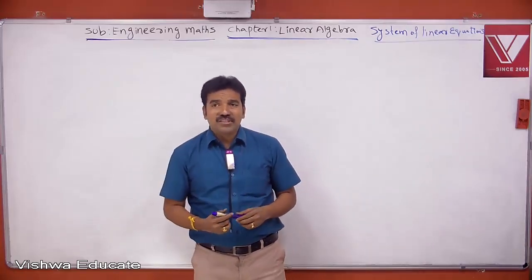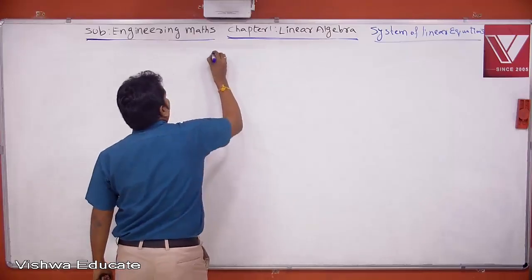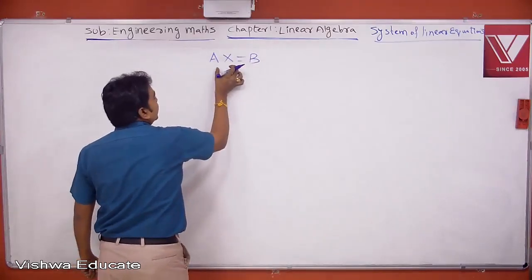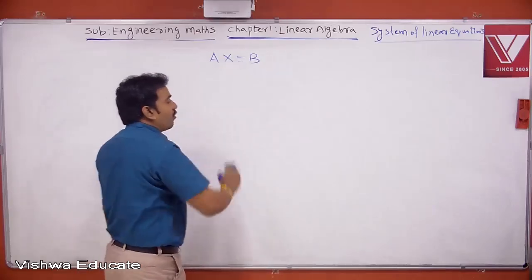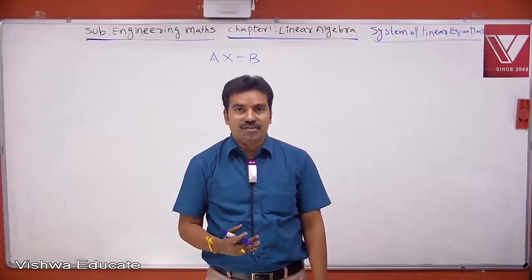As I mentioned in the last session, the system of linear equations is represented by Ax equal to b. If this system has at least one solution, then it is called a consistent system. Otherwise, it is called an inconsistent system, right?